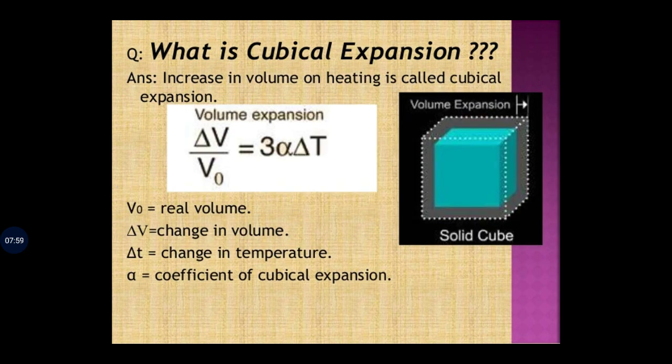The next one: what is cubical expansion? The increase in volume on heating is called cubical expansion. The formula for volume expansion is delta V by V naught equals 3 alpha into delta T. V naught is the original volume, delta V is the change in volume, delta T is the change in temperature, and alpha is the coefficient of cubical expansion.